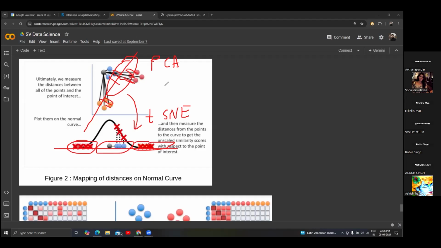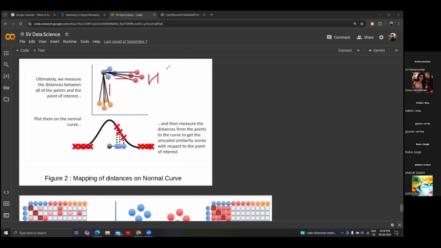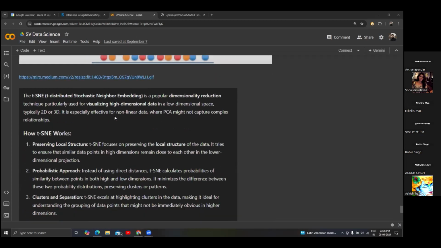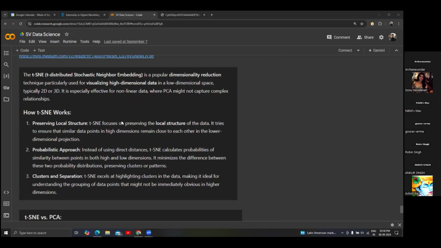So that's why we said that whatever distance we have in the high dimension, which becomes the low dimension, is preserved. Where is that line? This one. t-SNE focuses on preserving the local structure of the data. It tries to ensure that similar data points in high dimension remain close to each other in the lower dimension. So the structure remains preserved even after projection.